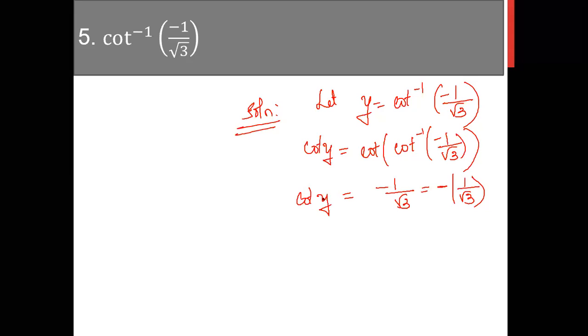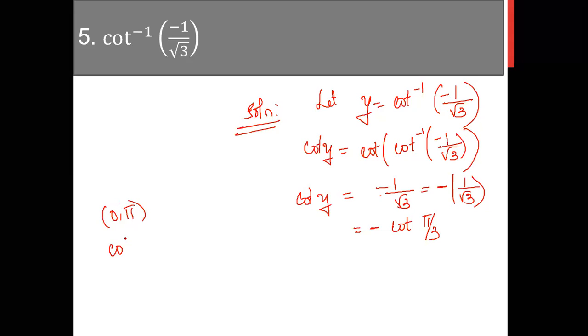Cot 60 degree is 1 by root 3. Good. Cot 60 degree. So what you'll do? With the minus, you will write it as cot pi by 3. Okay. Cot pi by 3. Now, what is the principal value branch of cot inverse function? The principal value branch is the open interval 0 to pi. So we should get an answer in this interval. Correct? We should get an answer in this interval.